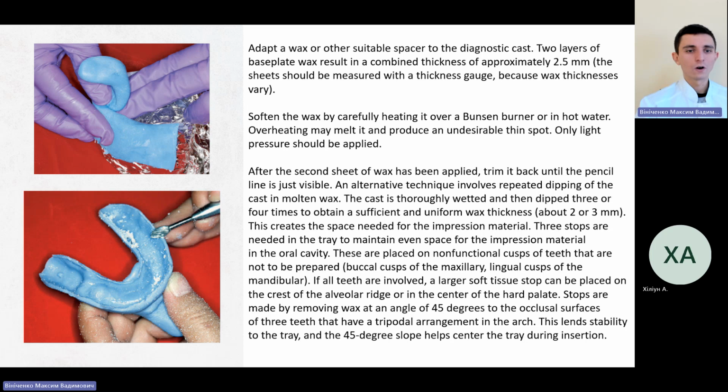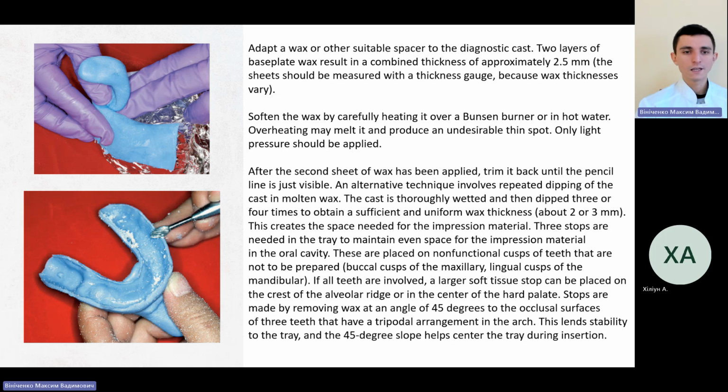Adapt wax or other suitable spacer to the diagnostic cast. Two layers of base plate wax result in a combined thickness of approximately 2.5 millimeters. The sheet should be measured with a thickness gauge because wax thickness varies.